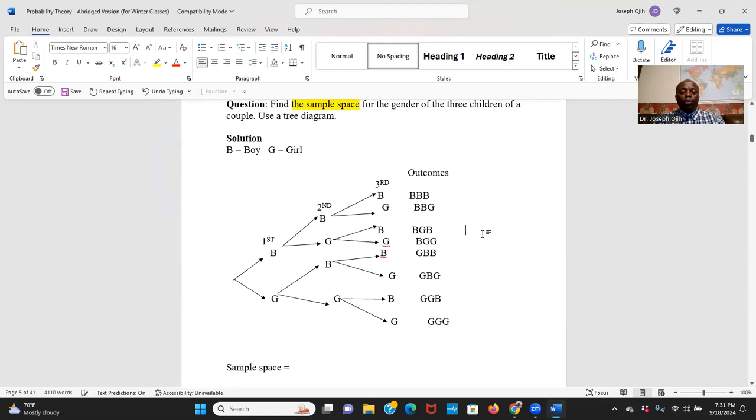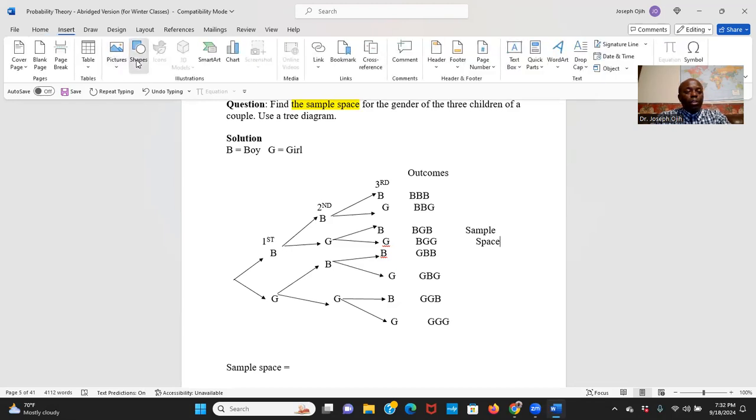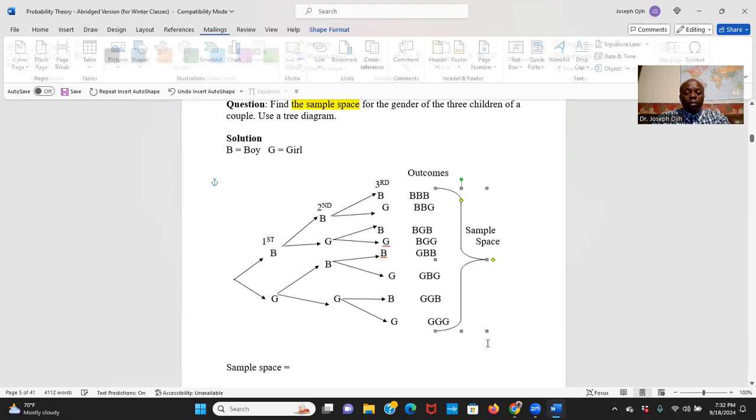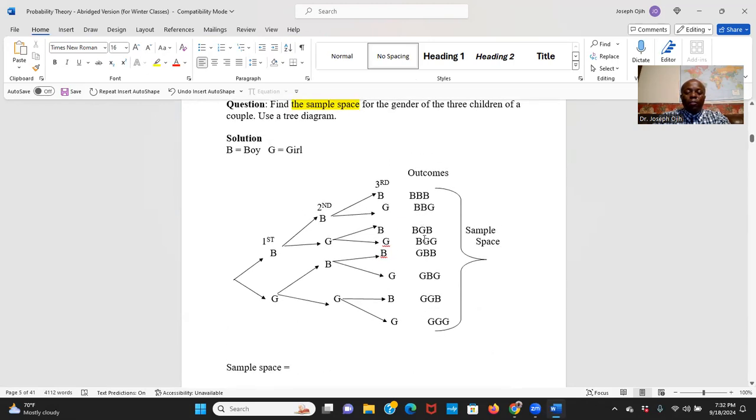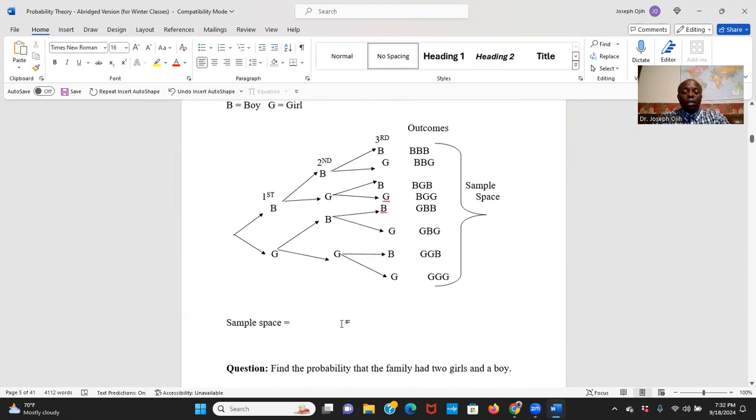So these are all the possible outcomes. If you see any family that has 3 kids, the gender must fall into one of these groups. This is our sample space, all the possible outcomes. So the sample space is how many of them? Count them. 1, 2, 3, 4, 5, 6, 7, 8. 8 possible outcomes. That is what the sample space is.